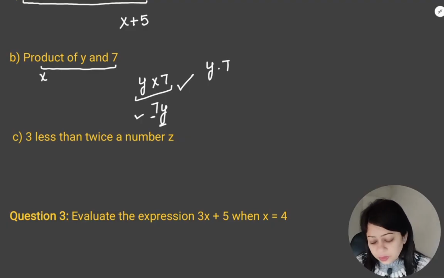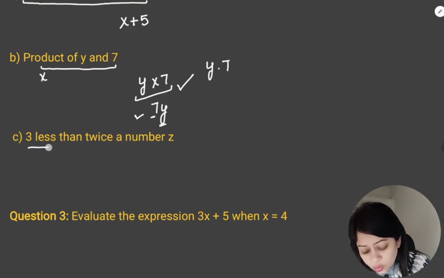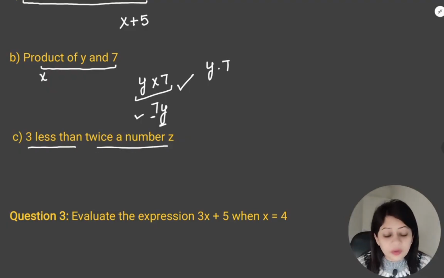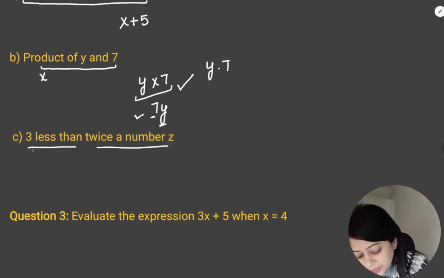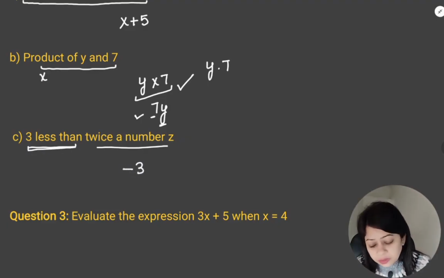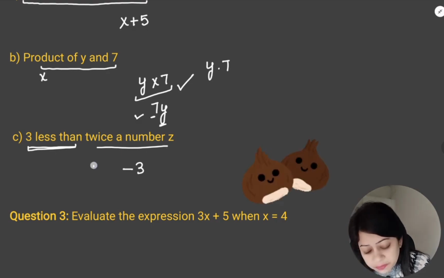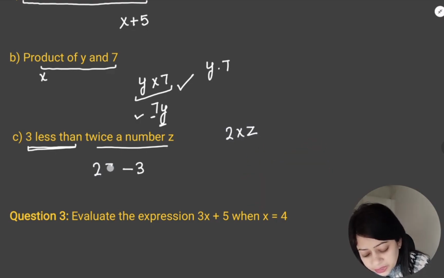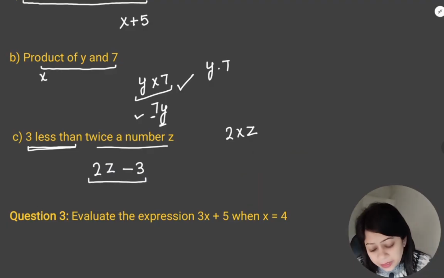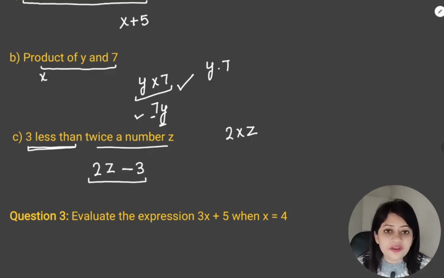Here we have part C: 3 less than twice a number z. 3 less than means you will subtract 3, right? From what? From twice a number z. Twice means 2 times z. So it is 2z minus 3. Are you getting it? 3 less than 2 times z. If you are understanding, do tell me in the comment section.